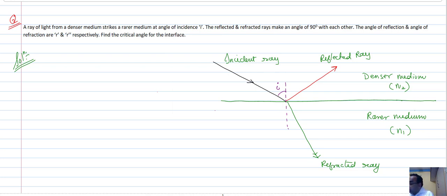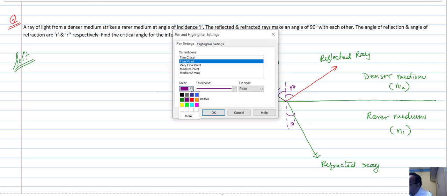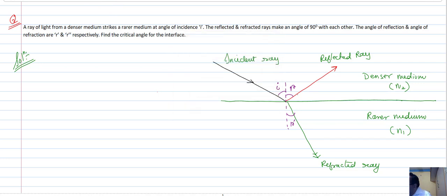See, it says that the angle of reflection is R and angle of refraction is R dash, and one more very crucial piece of information: these two are perpendicular to each other. That is, the reflected ray and the refracted ray make an angle of 90 degrees with each other.